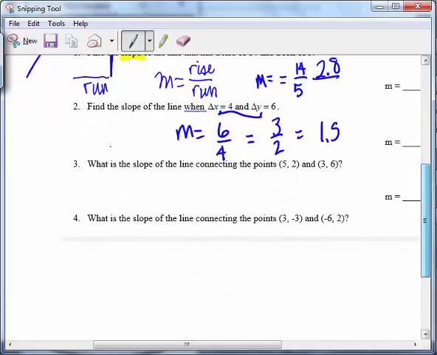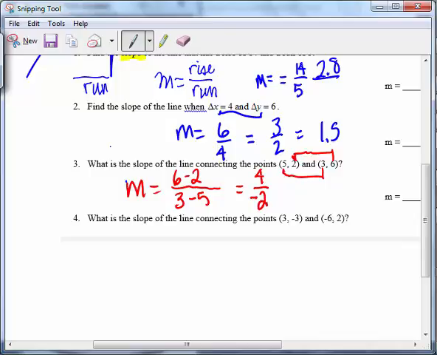Now, as I said before, you can do the slope. I'm going to change colors. The slope is subtract the y's over subtract the x's. So 6 minus 2 over 3 minus 5. Notice you have to go the same direction. 6 minus 2 is 4. 3 minus 5 is negative 2, which is negative 2.